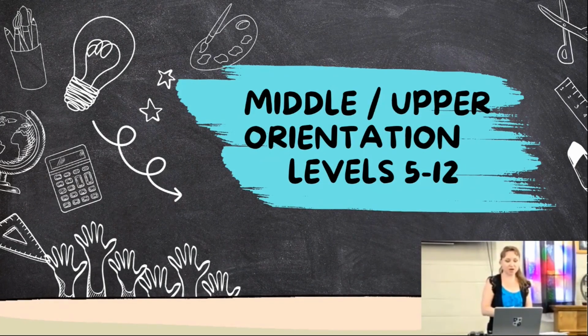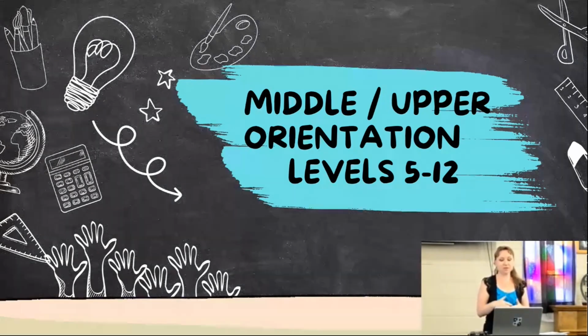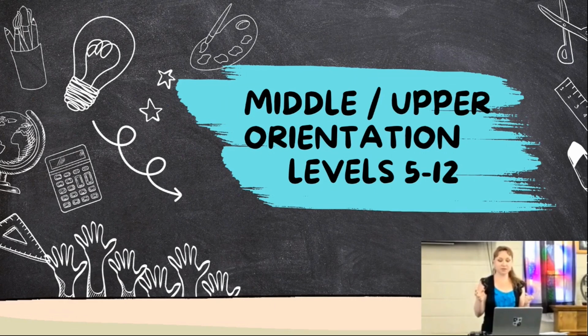And get started on the middle and upper orientation portion. This section is designed to provide you with information specific to the middle and upper grade classrooms for this academic year. And I say that because it changes every year. But for this academic year, the middle classroom includes students in what you think of as traditional grade levels 5 through 8. And the upper classroom includes students in traditional grade levels of 8 through 12.